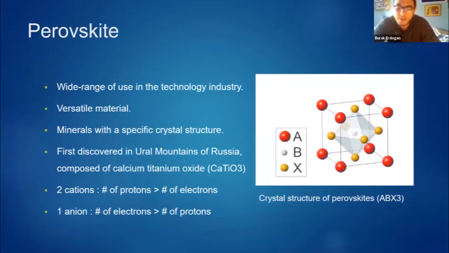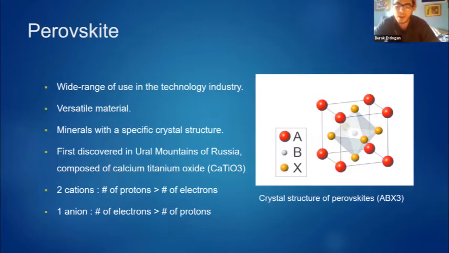Perovskite materials have a wide range of use in the technology industry. Perovskites are minerals which have a specific crystal structure. This structure can have different physical properties with different types of elements. This makes it a versatile material. Any mineral which has the crystal structure of perovskites can be categorized as a perovskite.